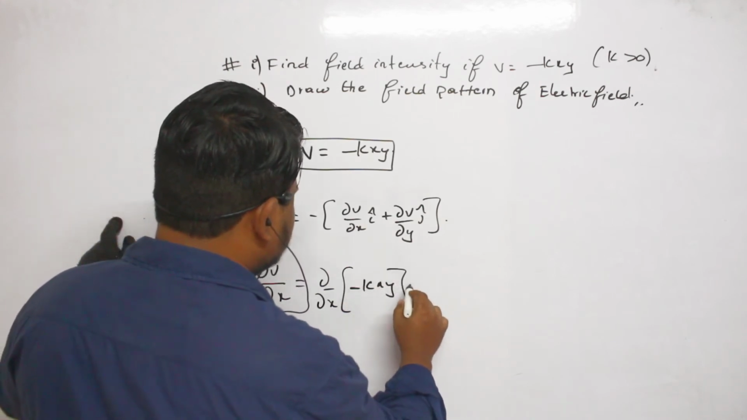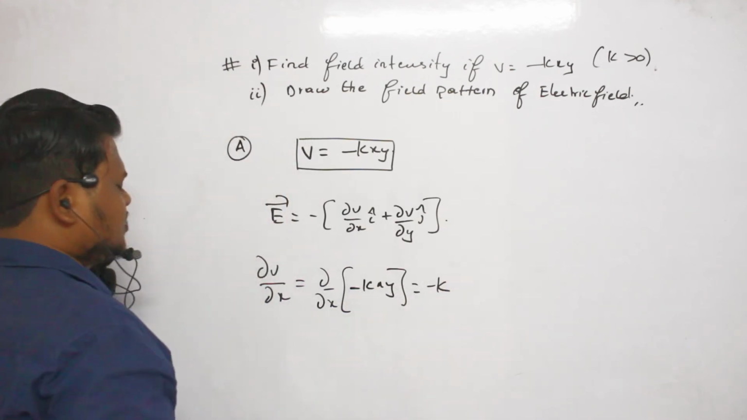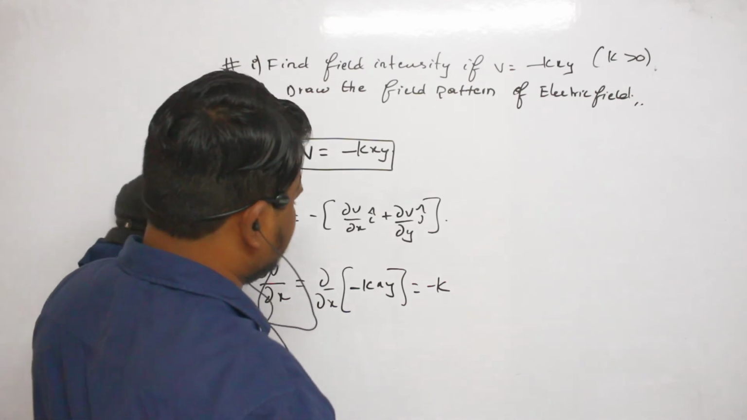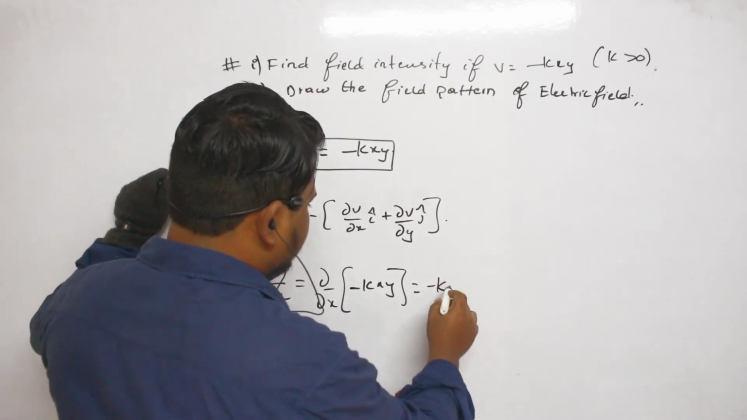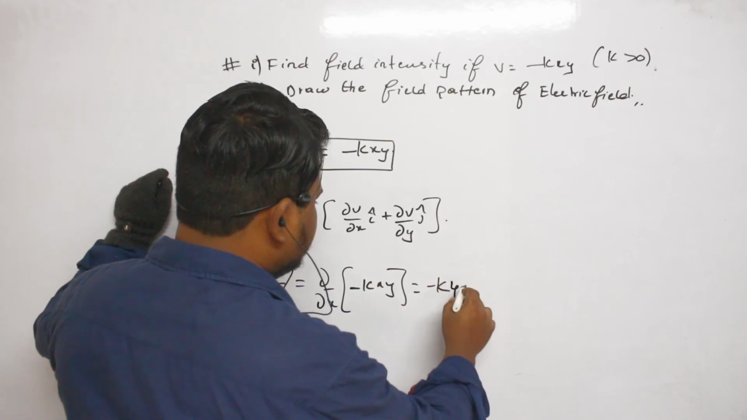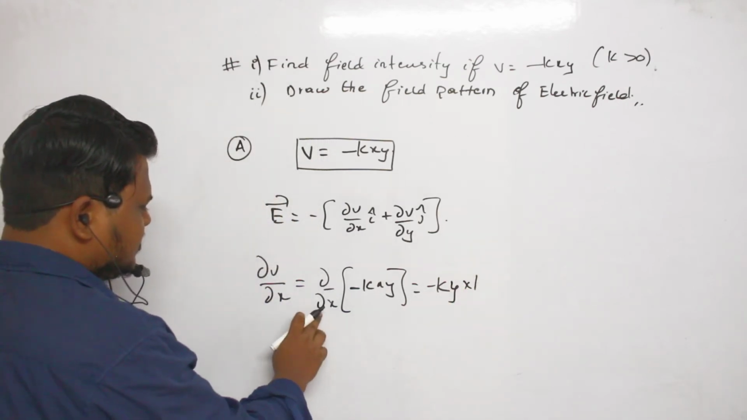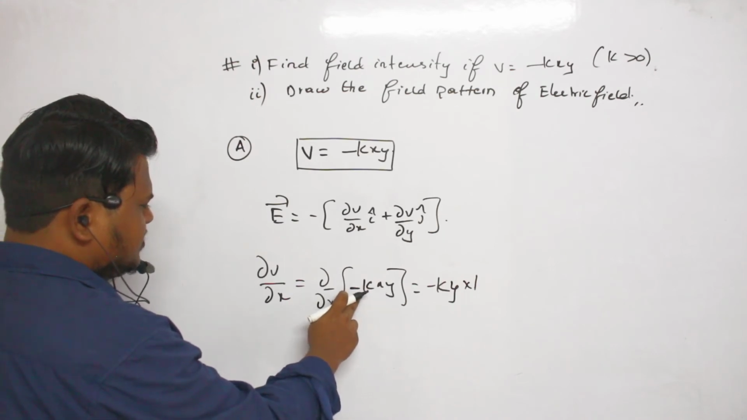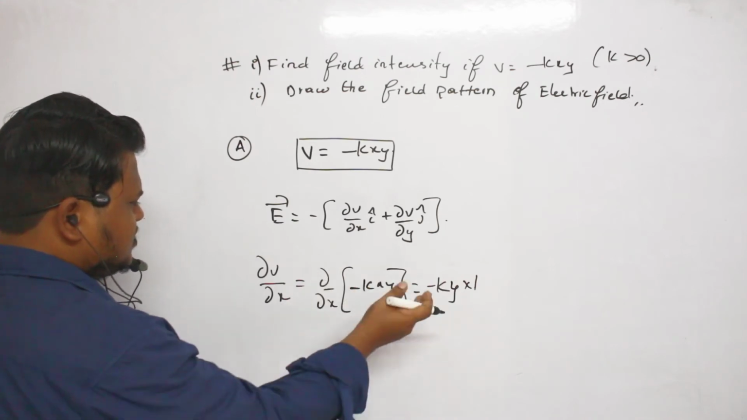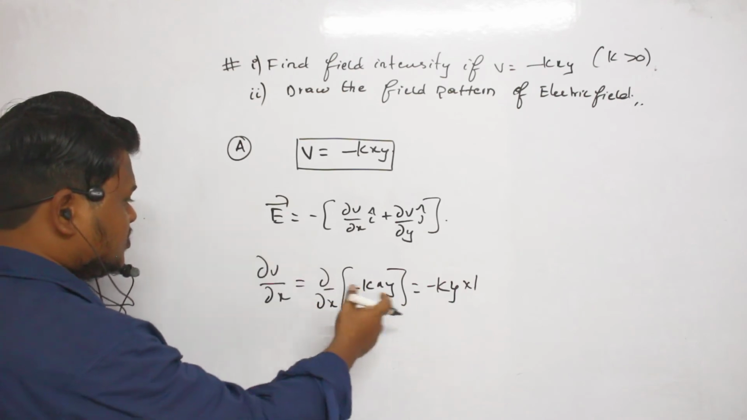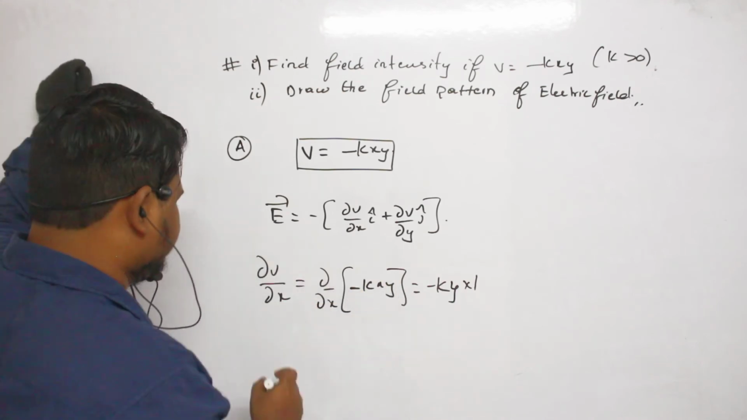Minus kxy. So minus k if I take common, differentiation of ky, I can take common. So ∂x/∂x is multiplied by 1. Here we are doing partial differentiation with respect to x. So k is also a constant, y is also a constant, so both of them I will take outside. So ∂x/∂x, the value is 1.